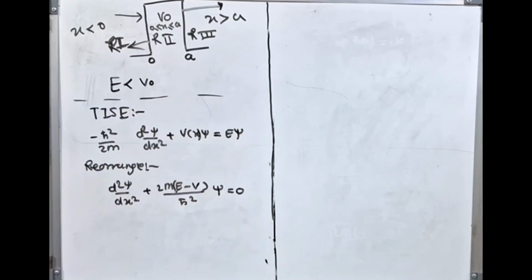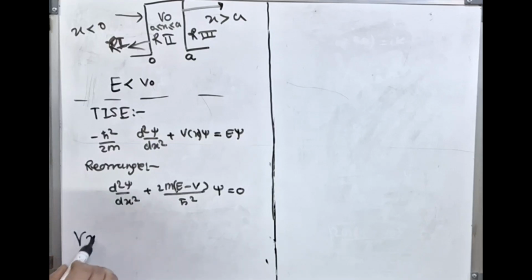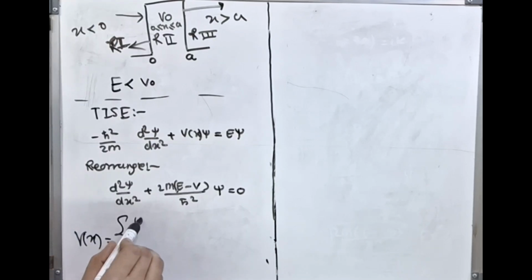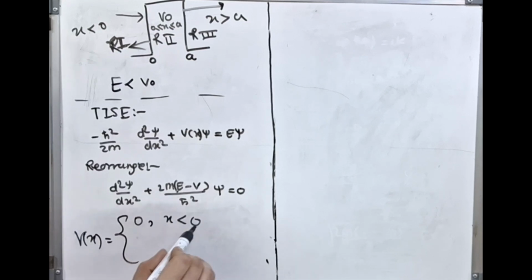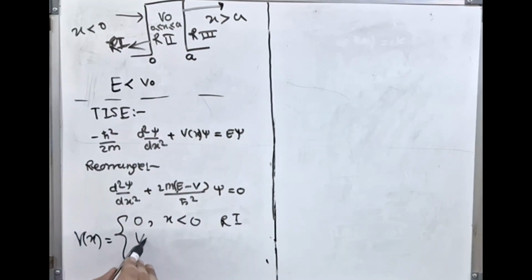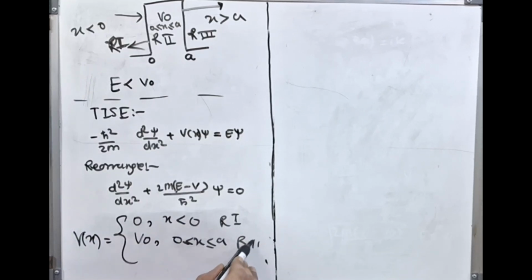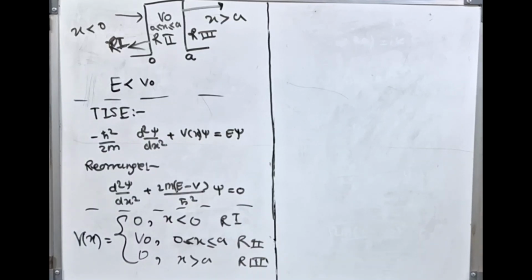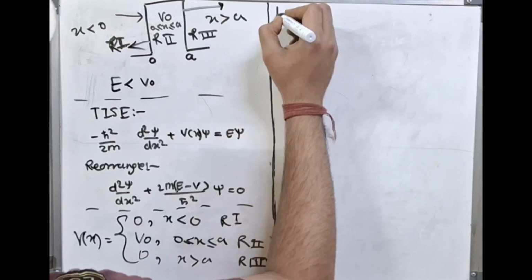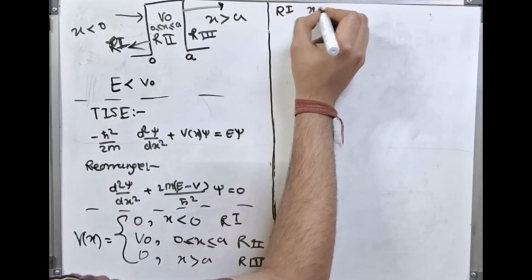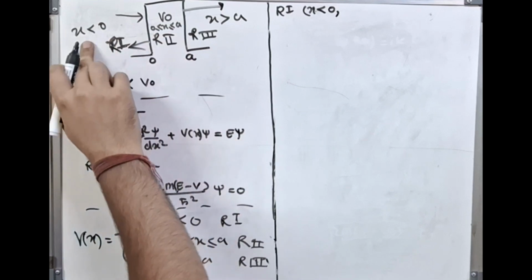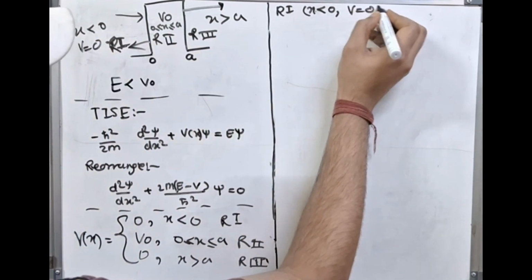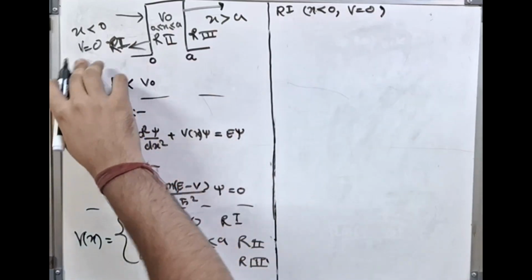I'm sorry. Okay, now let us form our potentials, which is given by V of x for each region. So 0 for x less than 0 in region 1, V naught for 0 less than or equal to x less than or equal to a in region 2 or R2, and 0 again for x greater than a in R3. We are going to work with region 1, region 2 and region 3. So for region 1, where x is less than 0, our potential V is going to be 0.